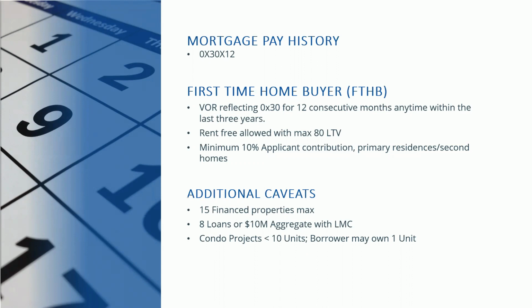Condo projects less than 10 units, the borrower can own 1 unit. The only reason I'm throwing this in there is that if you were to look at the guidelines, it specifically states that our borrower can't own greater than 10% of any project. If the entire project is 8 units, obviously 1 is going to exceed that mark. So they could still purchase 1 unit if it's less than 10 units.